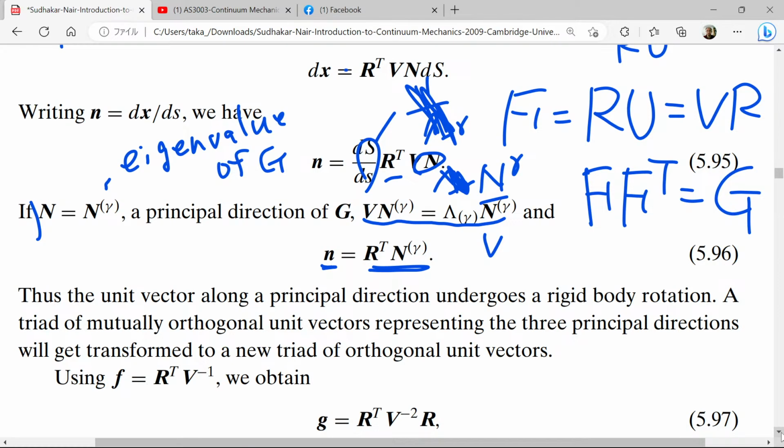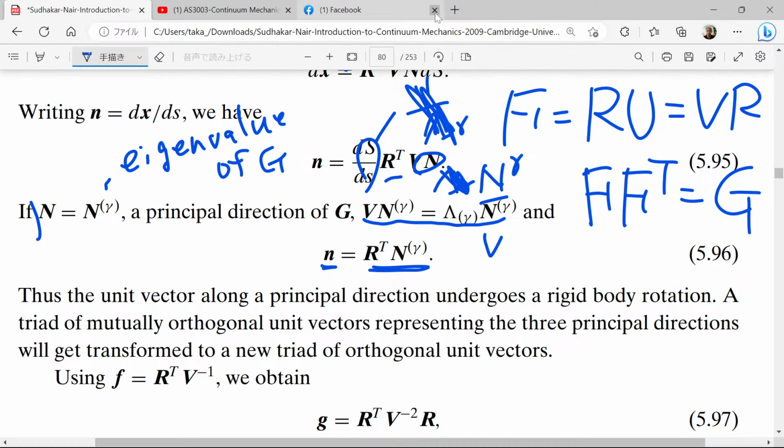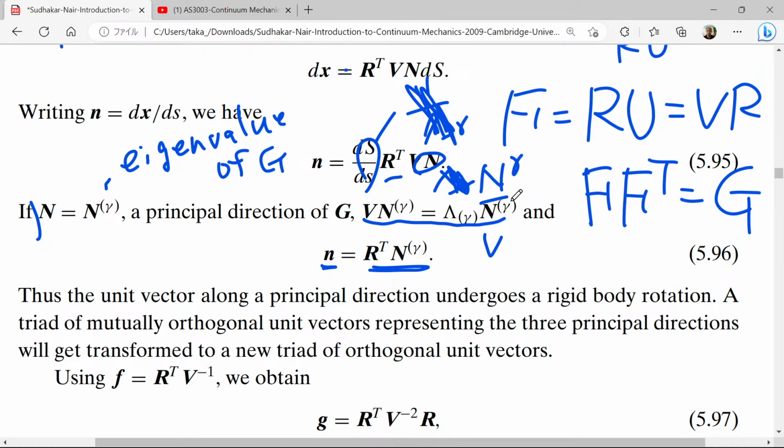Thus, the unit vector along a principal direction undergoes a rigid body rotation. A triad of mutually orthogonal unit vectors representing the three principal directions will get transformed to a new triad of orthogonal unit vectors. Okay.